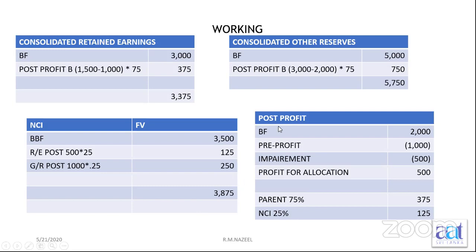You can see the post profit. That's why I said I prefer to do it on this basis. Post profit is 2,000. Total profit is 2,000, pre profit is 1,000. Impairment has removed 500. Profit for allocation 500. 25% and 75%. That's how you got 3,375 and 3,875. So I maintain uniformity because you can see all these adjustments from the previous one. What I want you to understand is the intercompany.